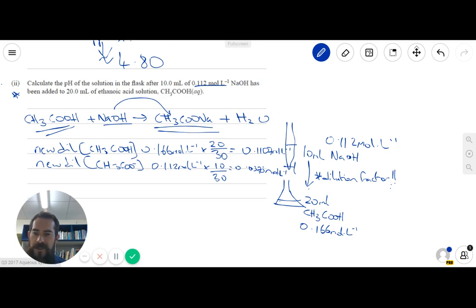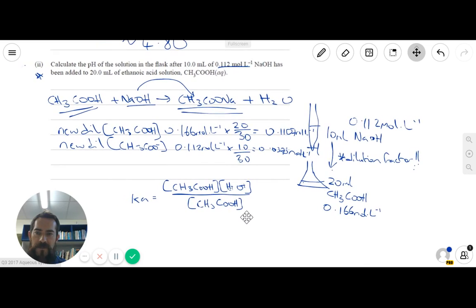Okay, so now we know the concentrations of our ethanoic acid and our ethanoate at this point on the titration curve. So we can just plug these numbers into our Ka expression. The Ka expression, remember, is referring to the equilibrium of the weak acid and its conjugate base. And we want to know how this affects the concentration of the hydronium ions now. As you can imagine, the concentration of hydronium ions should have dropped compared to what we had in the first part of the question, because we've neutralized some of our weak acid at this stage.